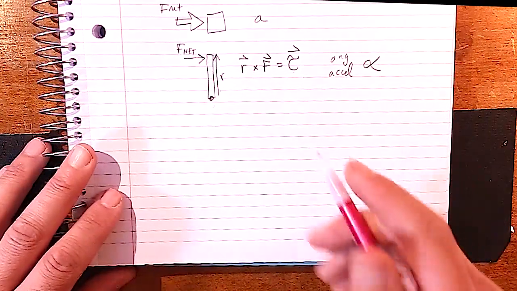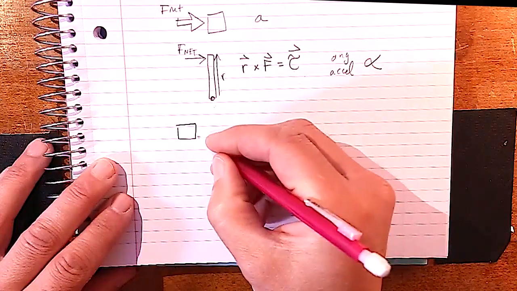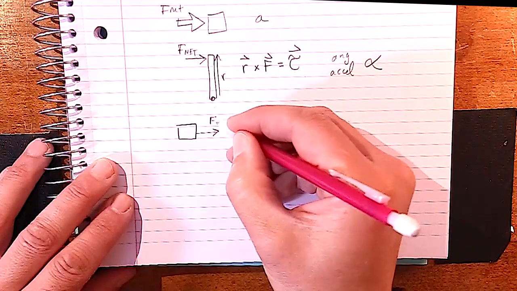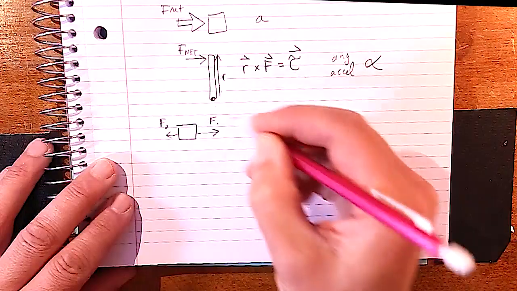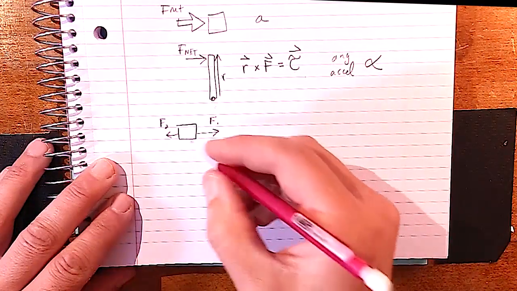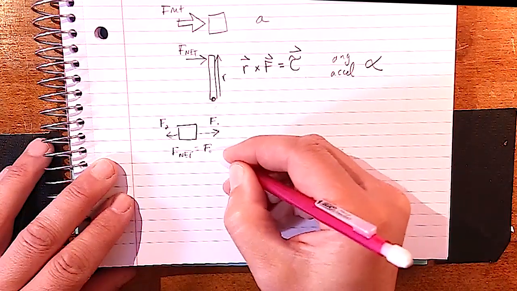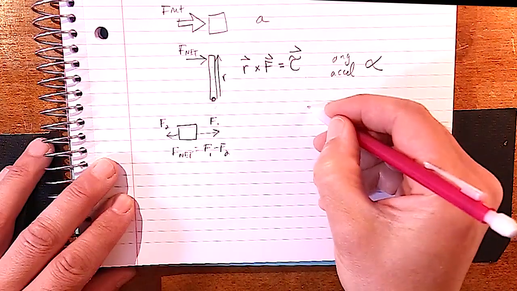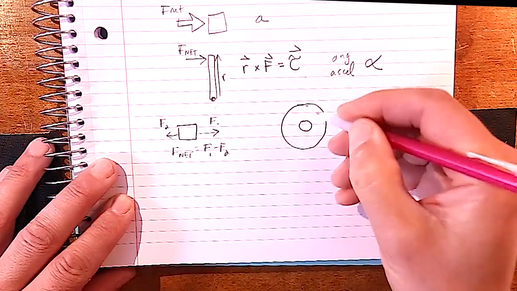And then we can draw one more comparison when we talk about net, and that would be if we have a block of mass M, and we apply a force here, F1, and a smaller force here, F2, then we know that the net force would be equal to F1 minus F2. So is it possible to have multiple torques? And the answer is yes.